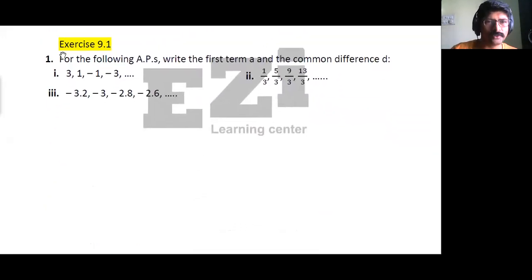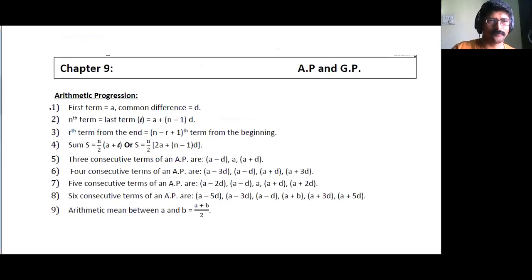Now, how are you going to do these sums? Look at this, guys. Exercise 9.1 from MLM. For the following APs, write the first term a and the common difference d. So what will be the first term over here, guys? The first term would be a, that is 3. And what will be the d over here? 1 minus 3. I hope you understood what I mean by that.